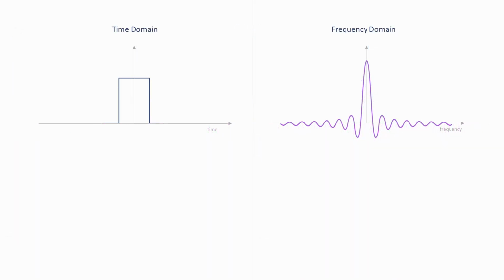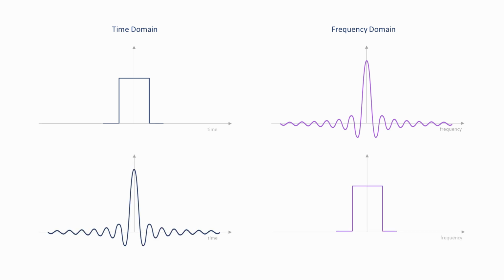We've seen that a rect function in the time domain is a sinc function in the frequency domain. Well, rather conveniently, a sinc pulse in the time domain is a rect function in the frequency domain. Therefore, by making a square pulse in the time domain look more like a sinc function, we can make the sinc function in the frequency domain look more like a square pulse. A rect function in the frequency domain would be ideal because it has a limited bandwidth. In practice, things are not that simple.